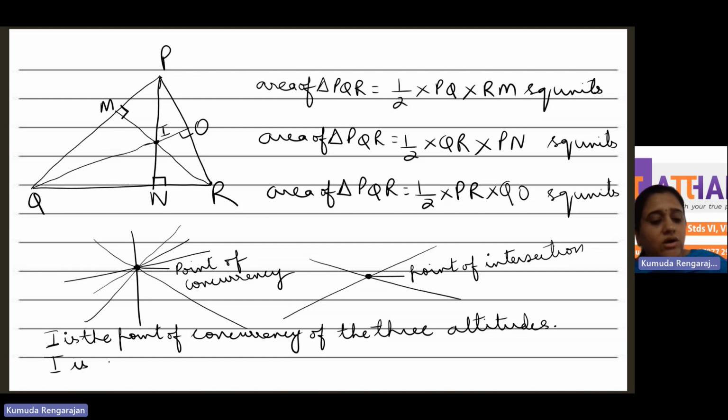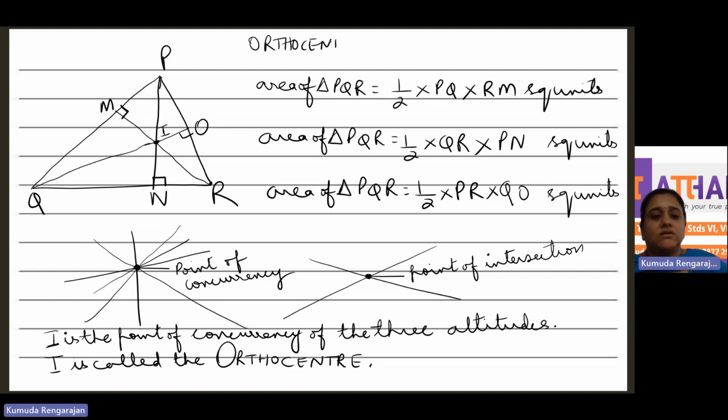Okay, I is called the orthocenter. Orthocenter is the point where the altitudes meet. Orthocenter is a point. It's not a line segment. The point I, just the dot I, that point I is called the orthocenter. Orthocenter is just a dot, a point, not a line segment. Altitudes are line segments.